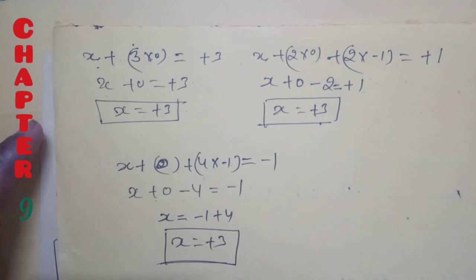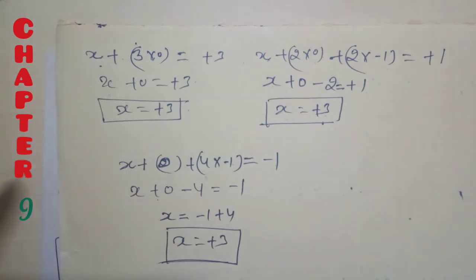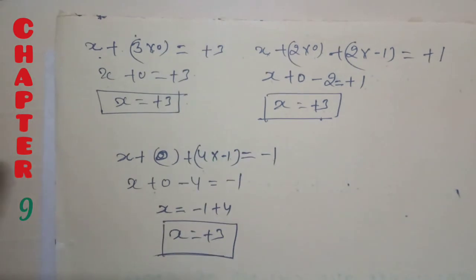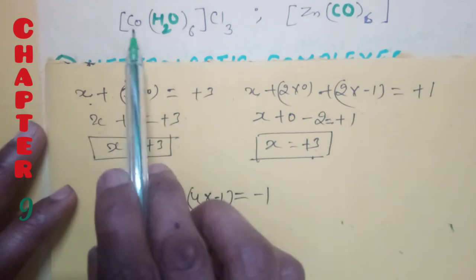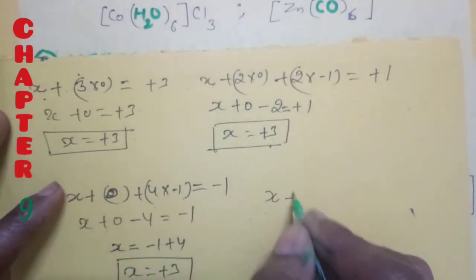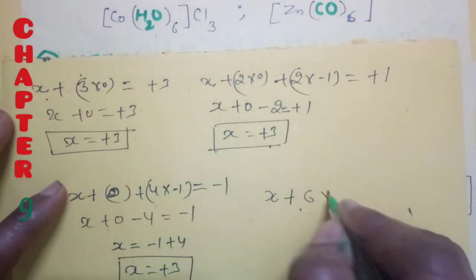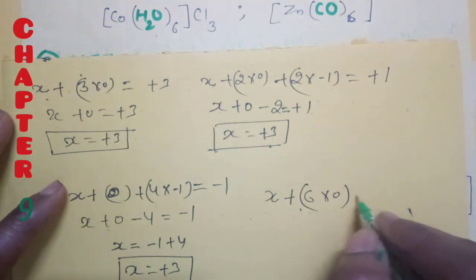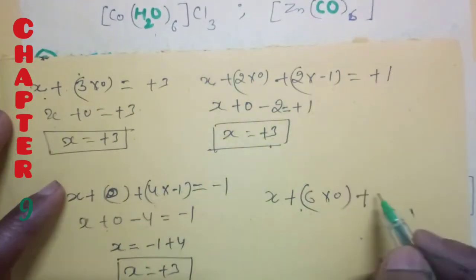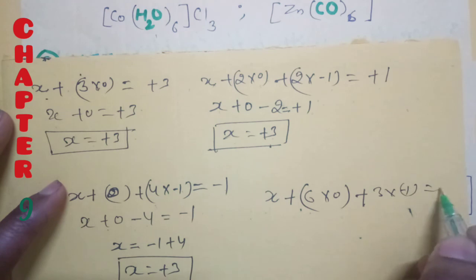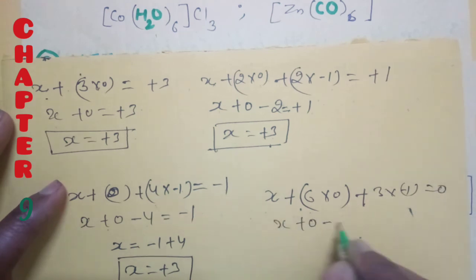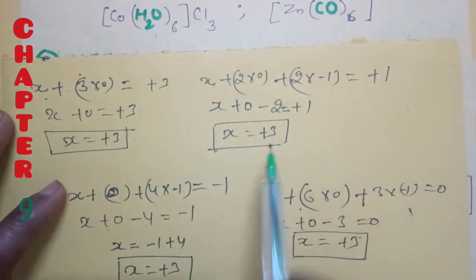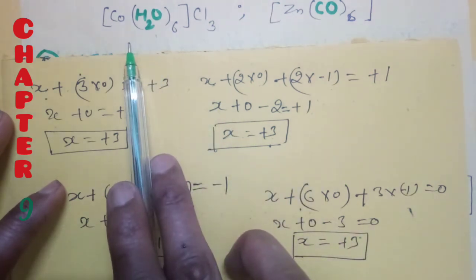Thus we can calculate the oxidation number of any CMA in any complex compound. Clear? In this example, Co is assumed as X plus H2O 6. The charge of H2O is 0, it is a neutral ligand. Plus 3 chlorides means 3 into minus 1, and the total is equal to 0. Then X plus 0 minus 3 is equal to 0. Then X is +3, which means Co is in the +3 oxidation state.